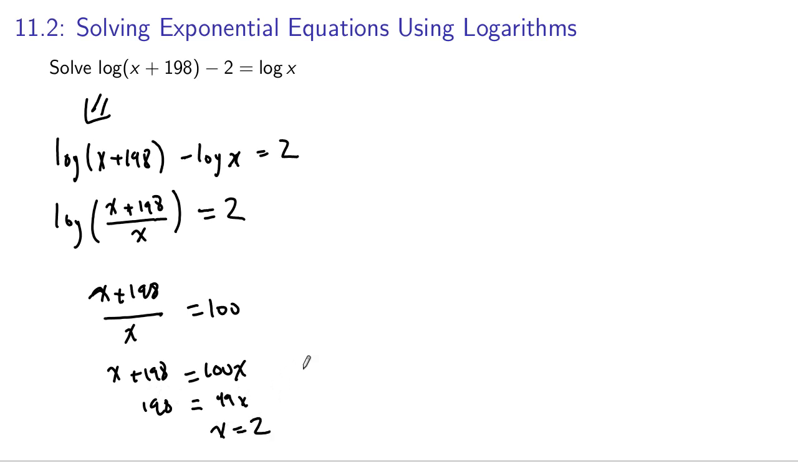And 2 is positive, so log of 2 is defined. 2 plus 198 is 200. That's defined. This is an answer.